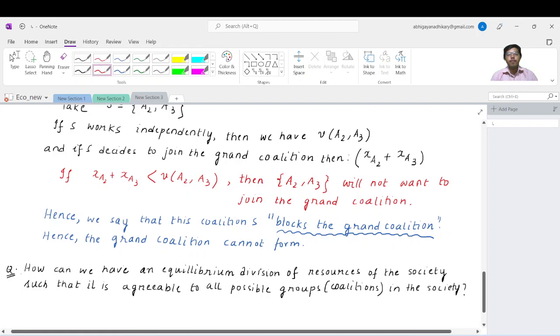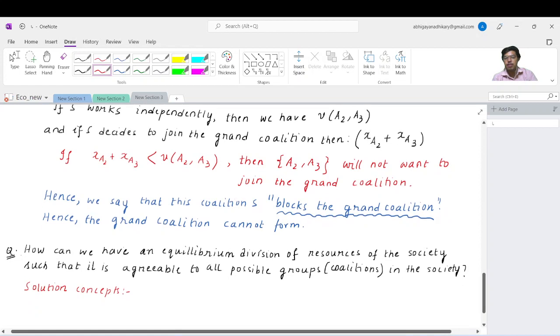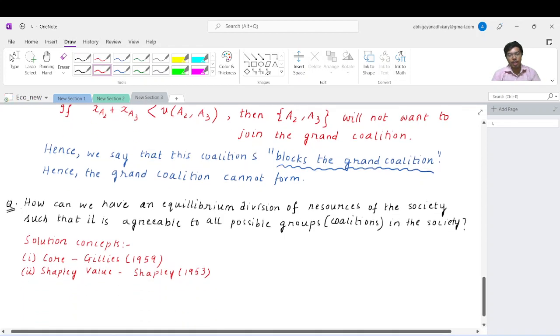So essentially we want to find out what solution concepts can give us this equilibrium division. In the literature we have two broad concepts that have been proposed for this kind of cooperative game structure. The first one is known as the core of a game, which was suggested by Gillies in his 1959 paper, and the second one is the Shapley value, which was proposed by Shapley in 1953. We will take up both these concepts one by one in our next video. Thank you.